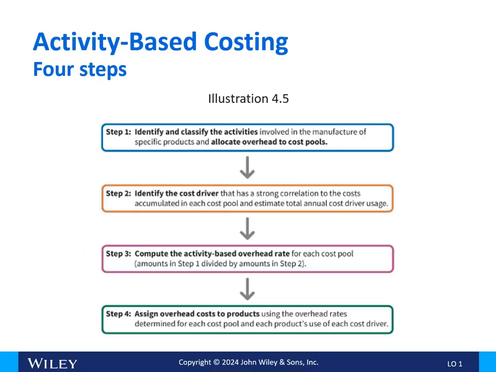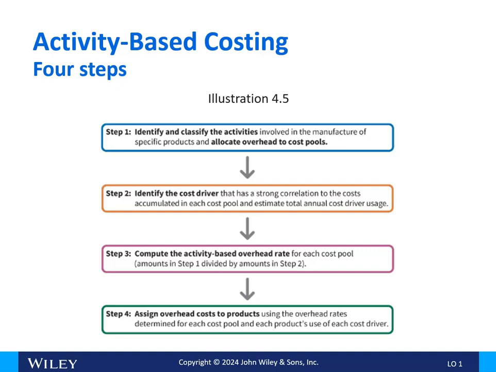There are 4 steps that we're going to take. We're going to identify and classify the activities involved in the manufacture of specific products and allocate overhead to those cost pools. We're going to identify the cost driver that has a strong correlation to the costs. We're going to compute the activity-based overhead rate for each cost pool. So taking the total dollars in the cost pool divided by the total of the driver. Okay, similar to what we've seen before to get the predetermined rates.